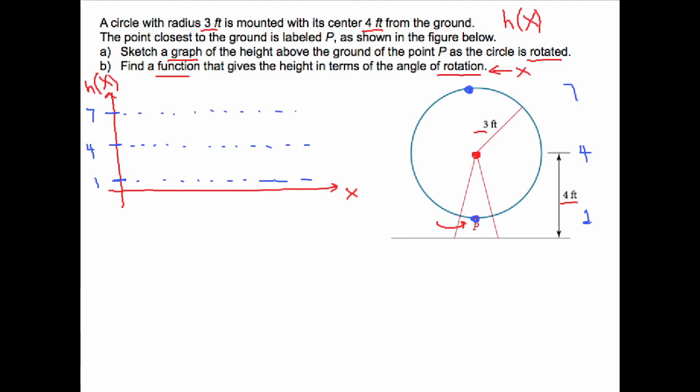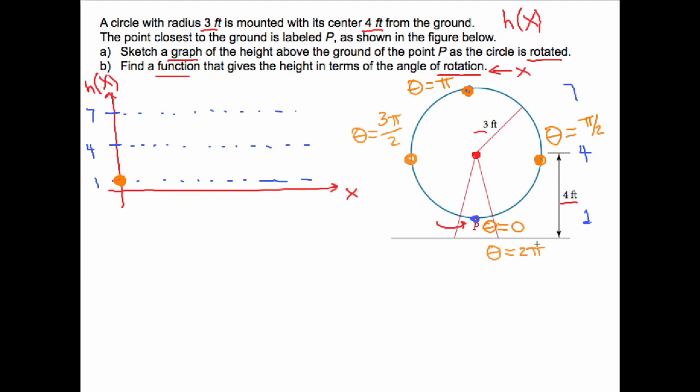Now, x is the angle of rotation. So when I'm at theta equals 0, I'm 1 foot above the ground. As I proceed to rotate, at theta equals pi over 2, I'm 4 feet above the ground. When theta equals pi, I'm 7 feet above the ground. And when theta equals 3 pi over 2, I am back to 4 feet above the ground. So by the time I get back to theta equals 2 pi, I'm 1 foot above the ground.